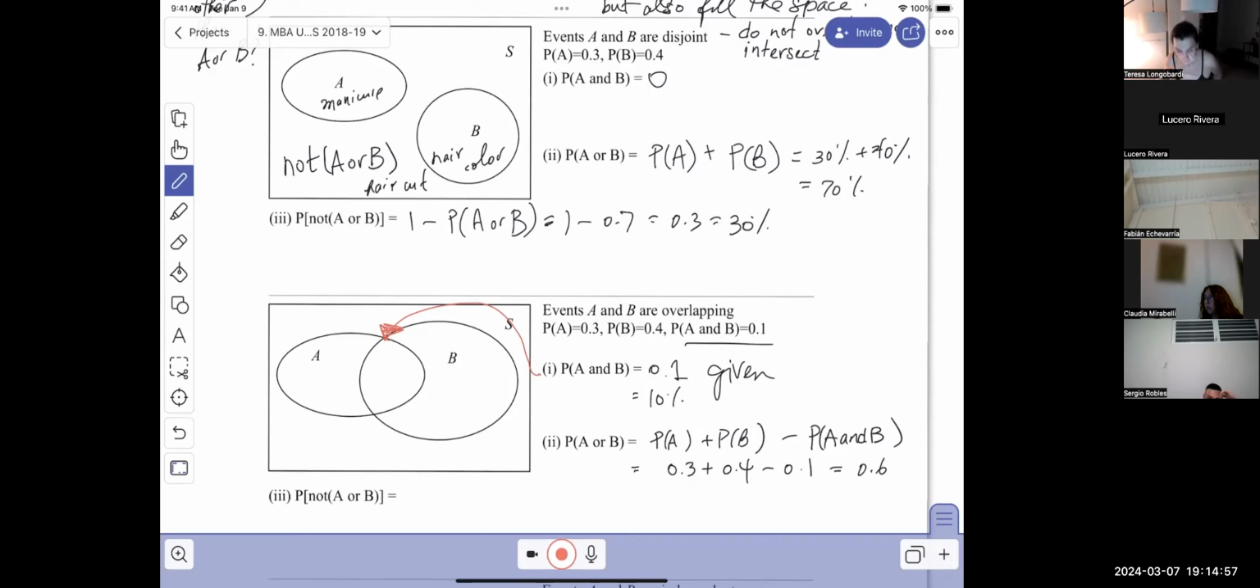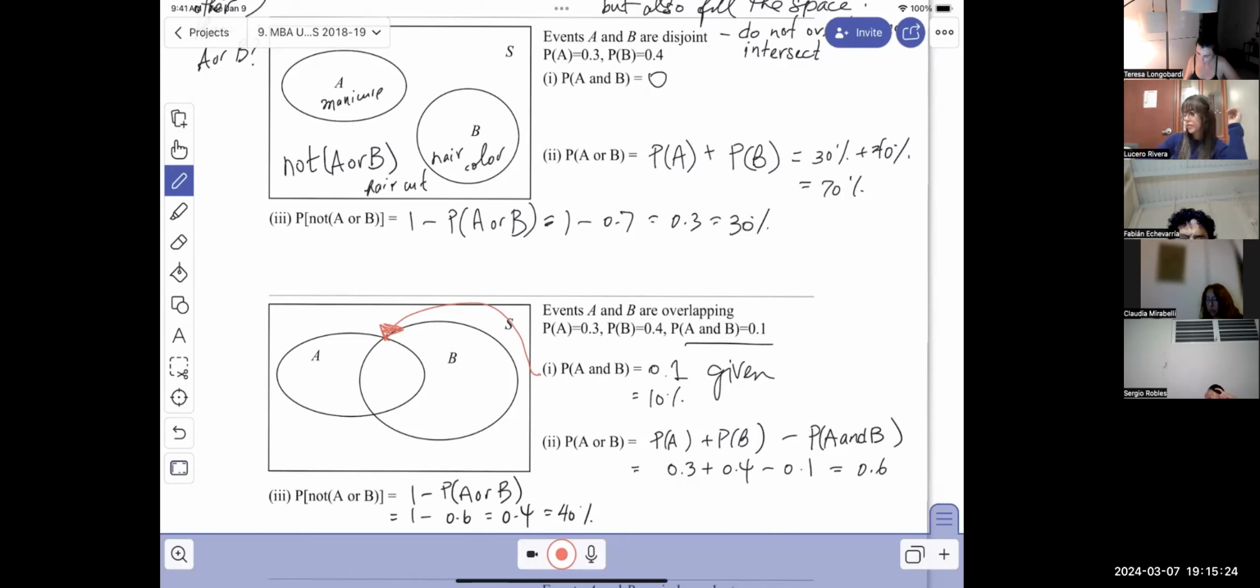Okay. So what else? What is not A or B? 1 minus the probability of A or B, in other words 1 minus 0.6, which is 0.4, or 40%. Any questions?